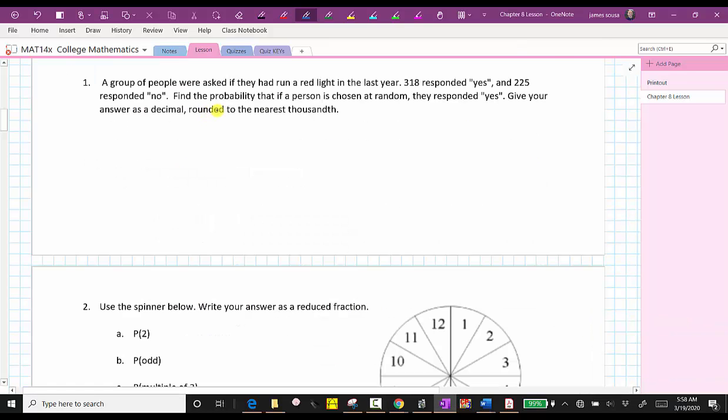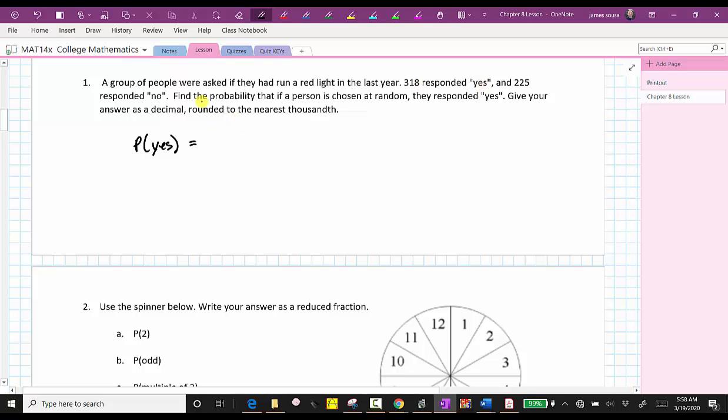Suppose a group of people were asked if they had run a red light in the last year. 318 responded yes, and 225 responded no. Find the probability that if a person is chosen at random, they responded yes. Give your answer as a decimal, rounded to the thousandths place value. So we indicate the probability of a yes using capital P and then in parentheses yes. This is equal to the number of people that responded yes divided by the total number of responses.